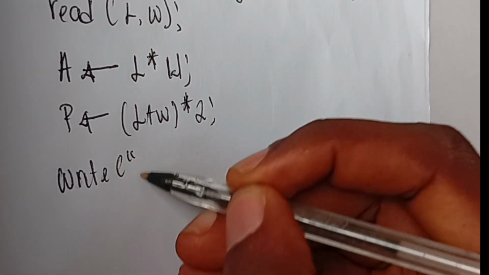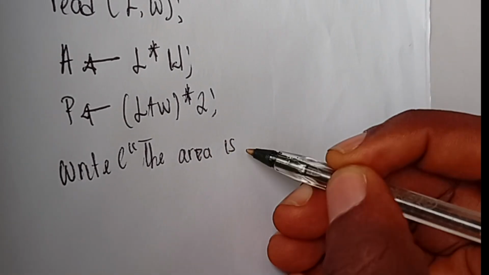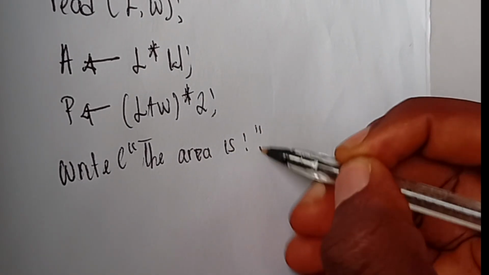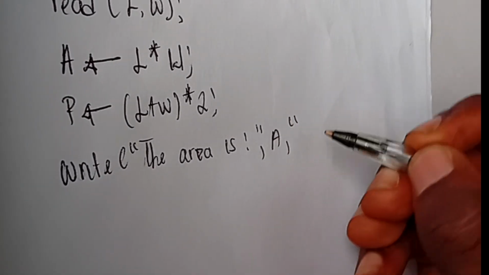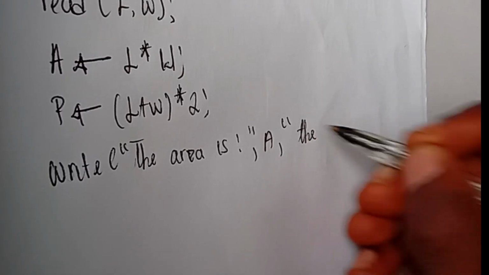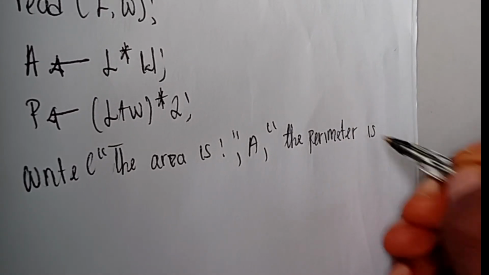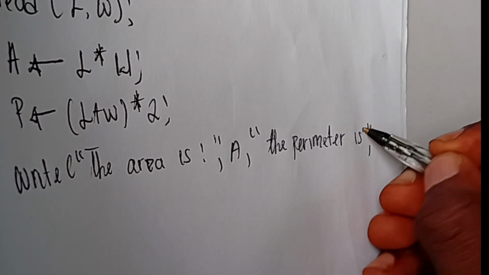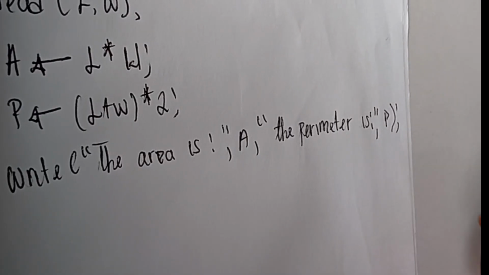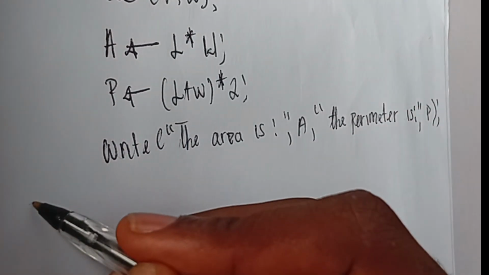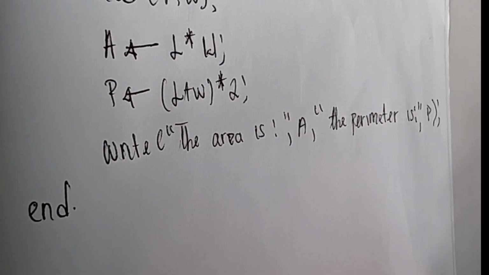Okay, we can write the area is, comma, A, and then on that same line, comma, the perimeter is, let's just put this here to make it look classy, and B, and end of statement, and we end our algorithm. So there's our second algorithm.